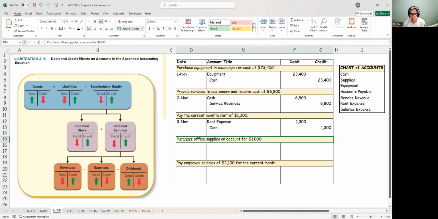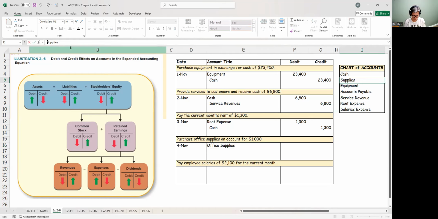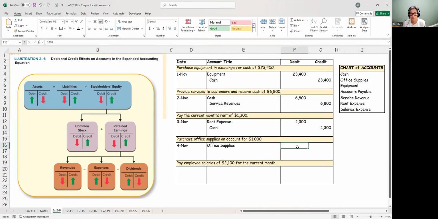In the next transaction, this is now November 4th, I purchased office supplies on account for $1,000. The company got an asset. They purchased supplies, office supplies. Again, I'm using that name because that's the name they gave us in the exercise, and let's be consistent. Office supplies, $1,000. Did I pay cash? Right now, I did not pay cash, and I know it's not a cash transaction because I see the words on account. It means it's a credit transaction.